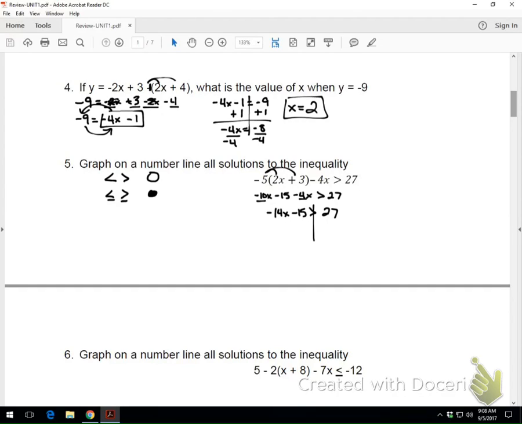Now what? Add 15, just like you normally work stuff out. So I get negative 14x is greater than 42. Now what? Divide by negative 14 and you get x, and then what's your number over here on the right going to be?